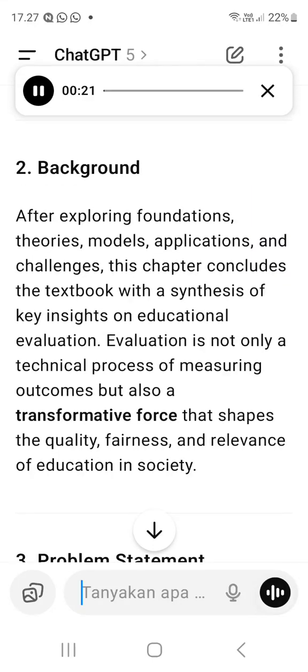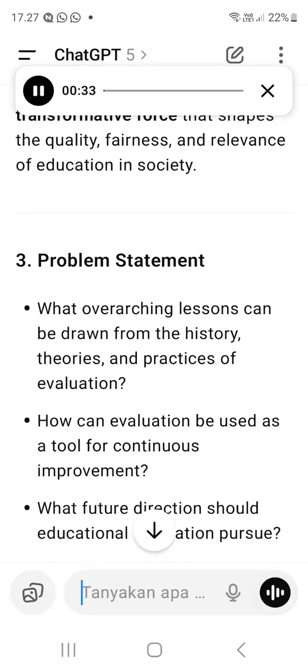After exploring foundations, theories, models, applications, and challenges, this chapter concludes the textbook with a synthesis of key insights on educational evaluation. Evaluation is not only a technical process of measuring outcomes, but also a transformative force that shapes the quality, fairness, and relevance of education in society.